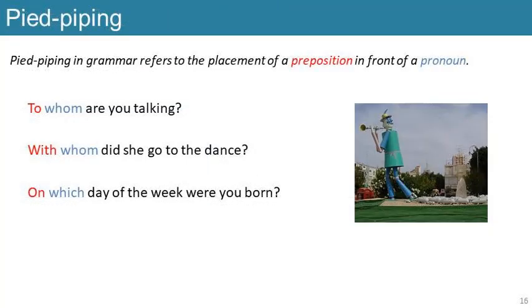The Pied Piper of Hamelin had lots of rats and children following him. Pied piping in grammar refers to the placement of a preposition in front of a pronoun. For example, in front of the interrogative pronoun in "To whom are you talking?" or "With whom did she go to the dance?" If you think the term pied piping is non-descriptive and a bit silly, then I agree.